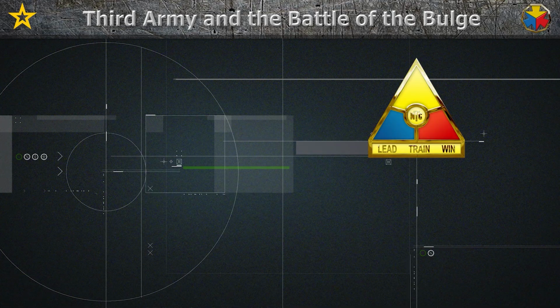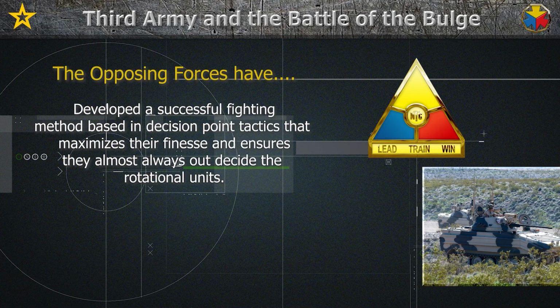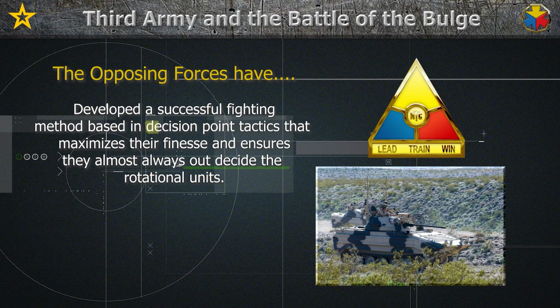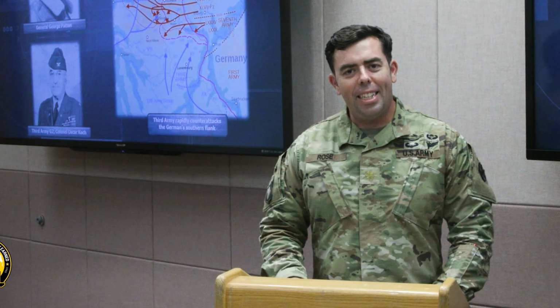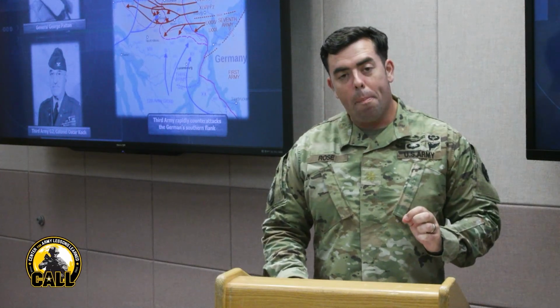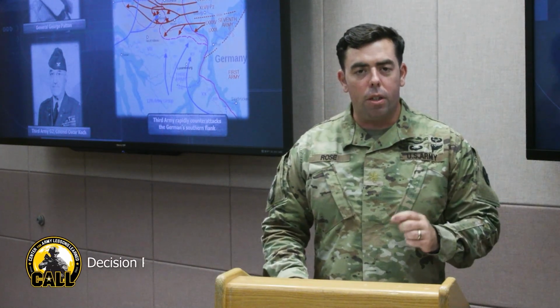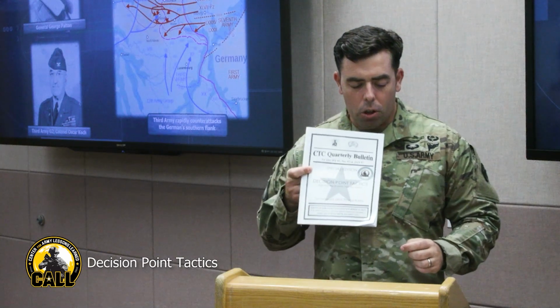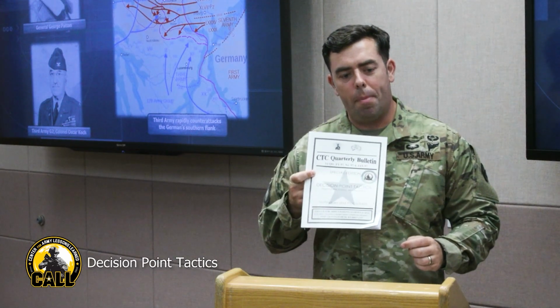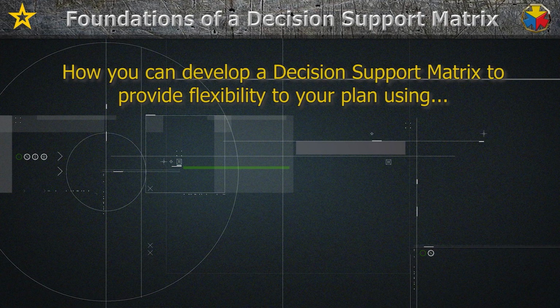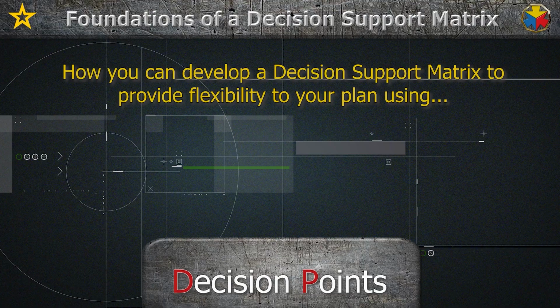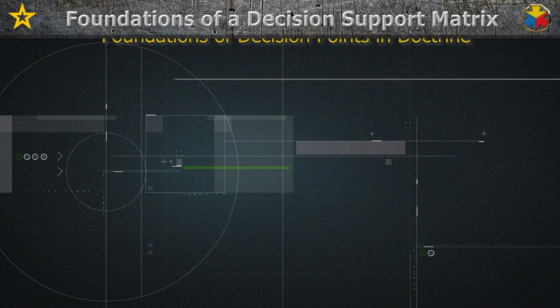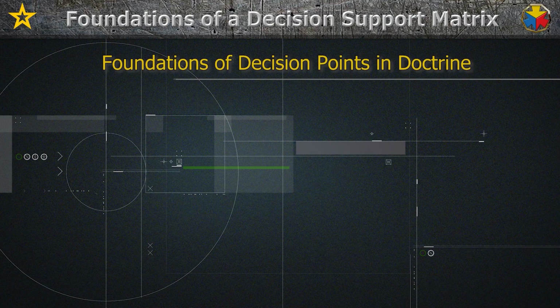At the National Training Center, the opposing force had developed a successful fighting method based in decision point tactics that maximizes their finesse and ensures they almost always outdecide rotational units. In 1997, CALL published a valuable manual on how the OPFOR fight called Decision Point Tactics. It is CALL's historically most requested manual. Today, I'll talk about how you can develop a decision support matrix to provide flexibility to your plan using decision points. We will start with the foundations of decision points in doctrine.